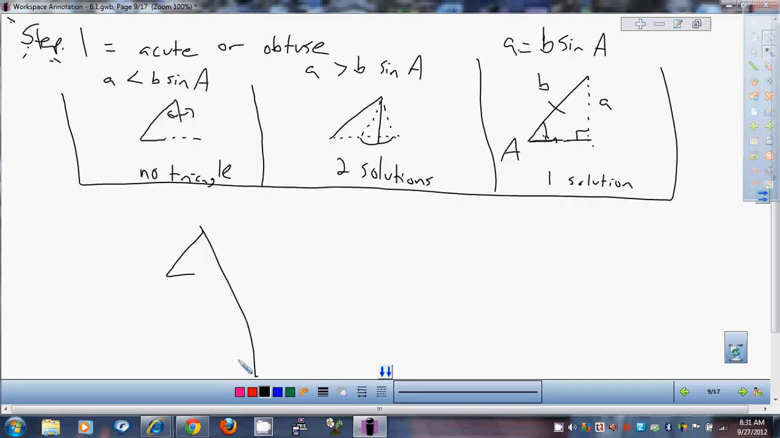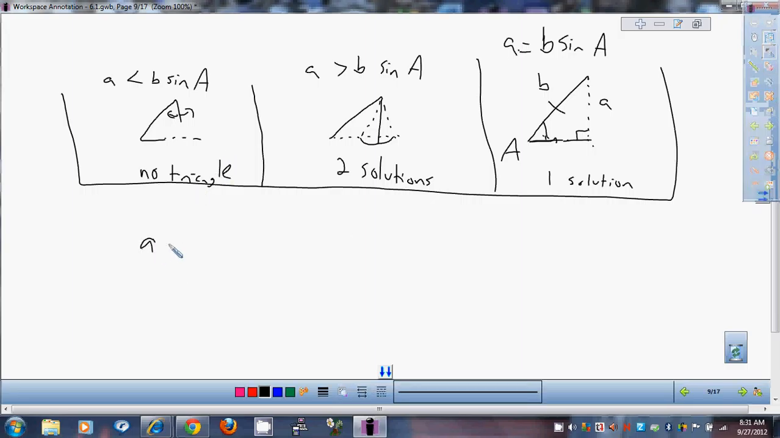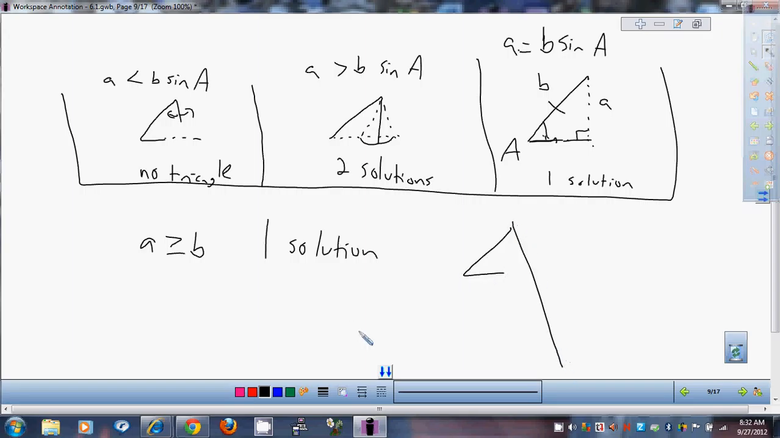No. So one other possibility for acute angles, I'm going to erase this and put this on a different slide. If it is acute, then the one other possibility is if A is greater than or equal to B, you're automatically looking at one solution. And I'll draw that again, because you'll be looking at something like this. And there's only one way that could possibly swing out and make a triangle. And that's that right there.